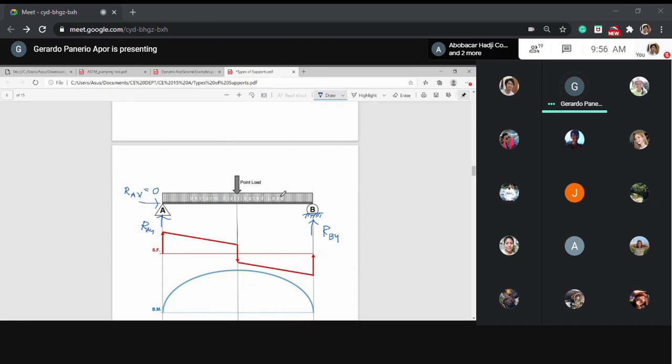The shear diagram actually is the representation of the internal forces at any point within the beam. It is a 2D graph wherein the y-axis represents the shear force and the x-axis represents the length.